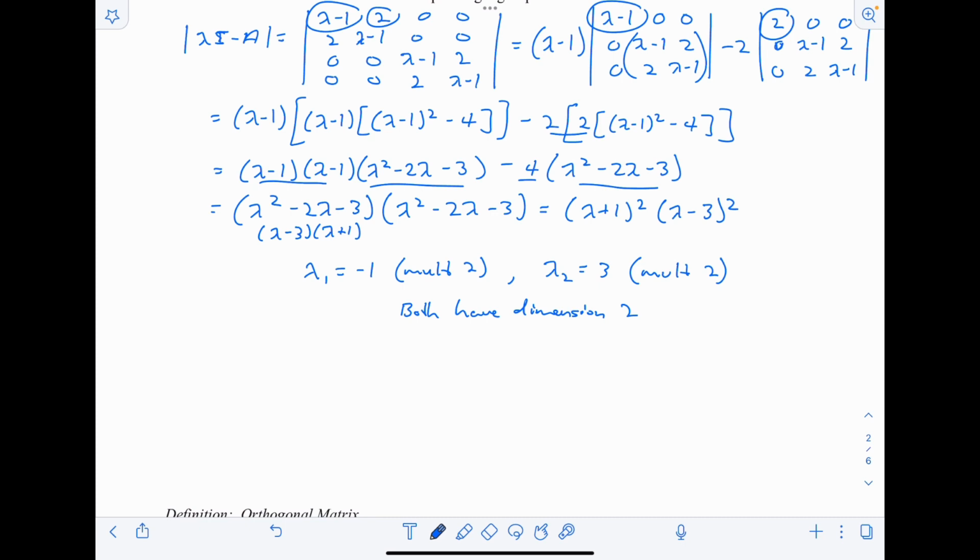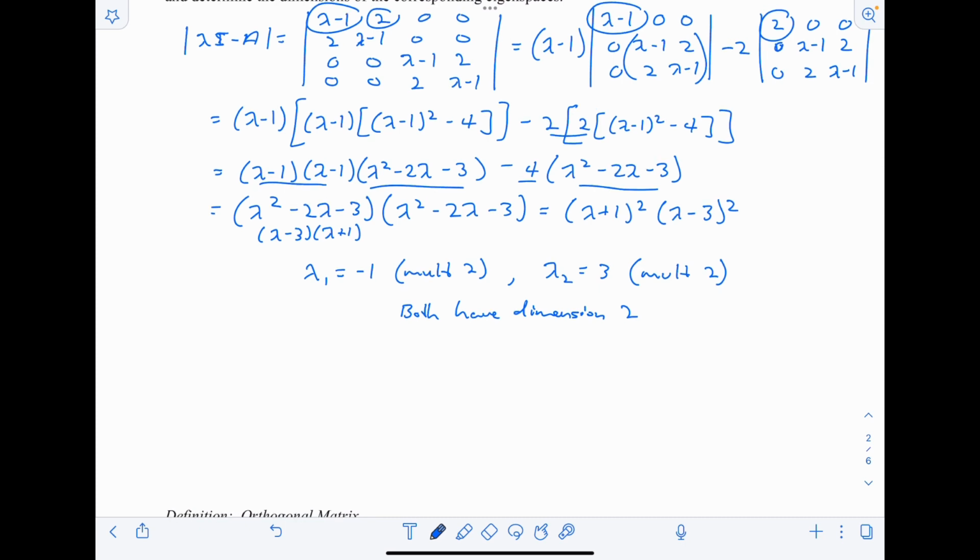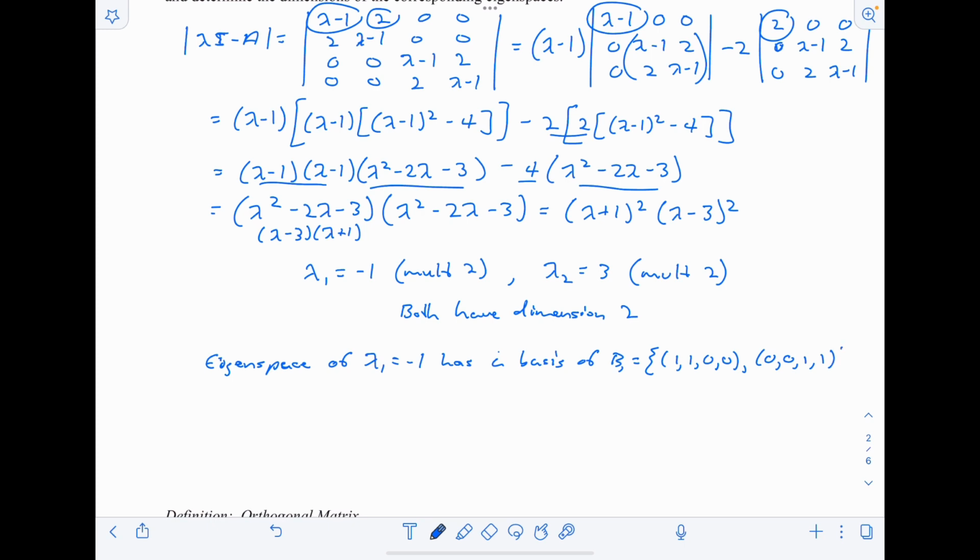All right. Now, if you want to know what they are, obviously we could go on and we could find the matrices and go through all of that. I'm going to just give you these just so you have them. If you want to take the time and actually calculate or find these eigenvectors, but the eigenspace of lambda 1 equaling negative 1 has a basis B1, which is equal to 1, 1, 0, 0 and 0, 0, 1, 1. So those would be the 2 vectors in the basis, which gives it dimension 2.